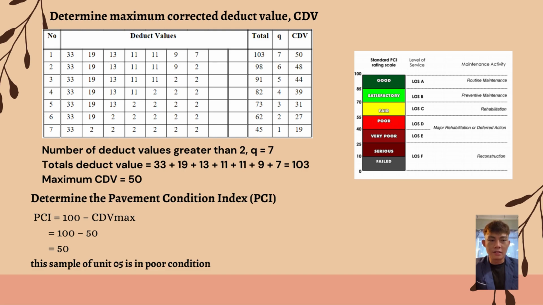So the number of deduct values greater than 2 is equal to 7. The total deduct value, we get it in the table, is 103. And the maximum CDV is 50. So we can determine the pavement condition index. The PCI equals 100 minus 50, so the answer we get is 50. So that is in the category of poor conditions for the road surface.